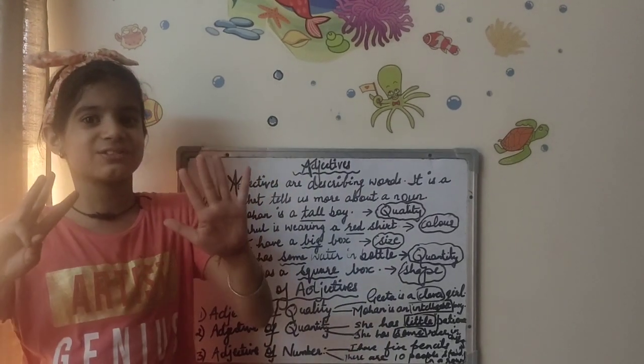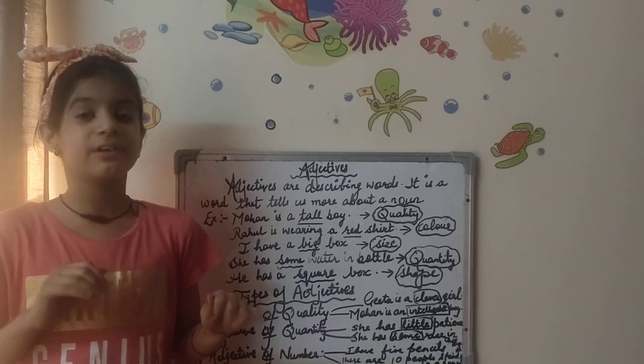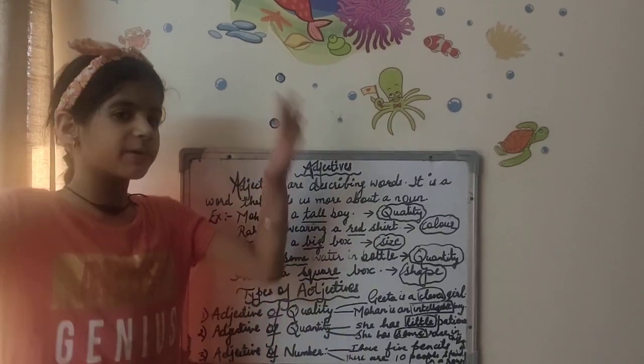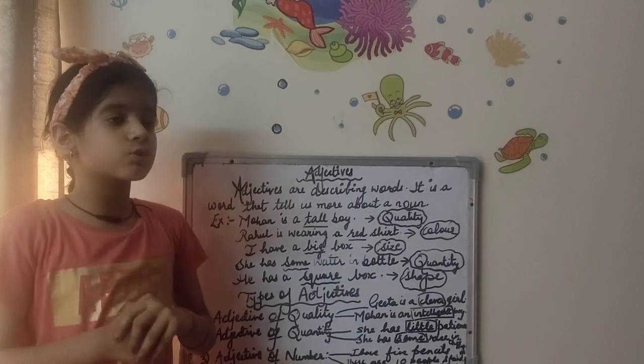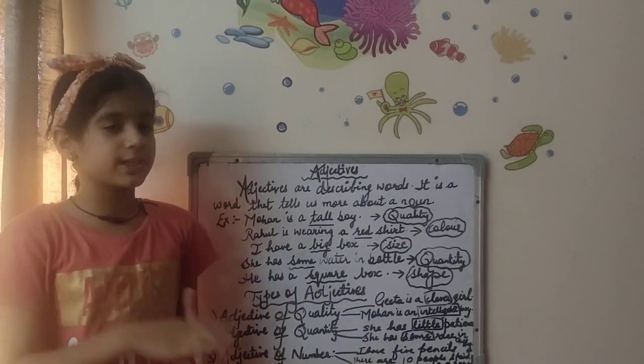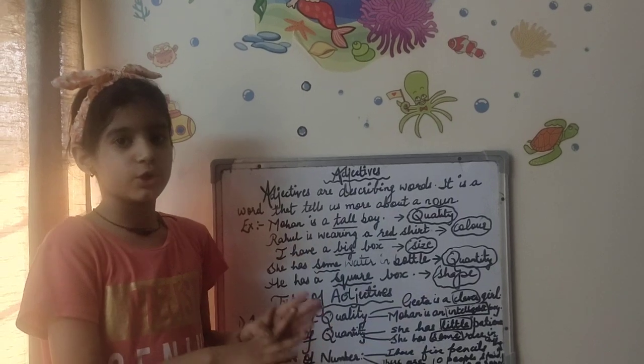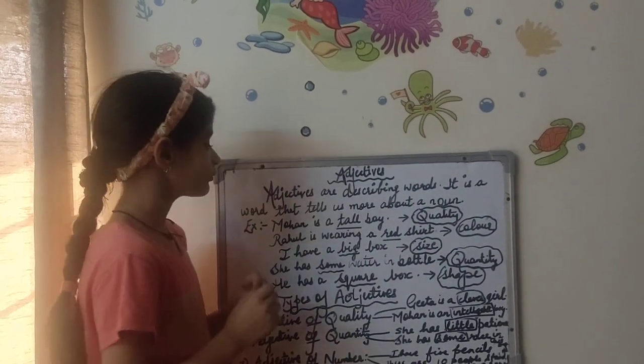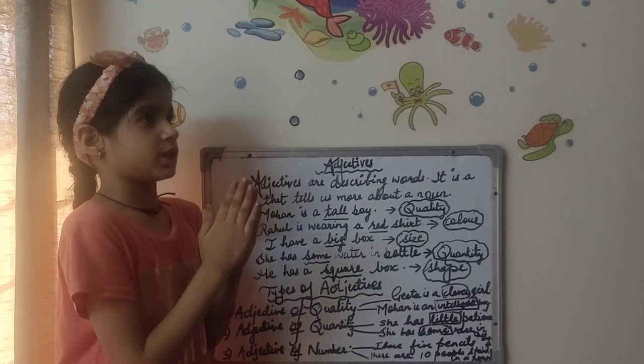There are 8 parts of speech in English. I had already covered the 2 parts of speech in English in my previous videos. Today I am going to cover the 3rd part of speech of English in this video, that is adjectives. So let's begin. Now, what are adjectives?